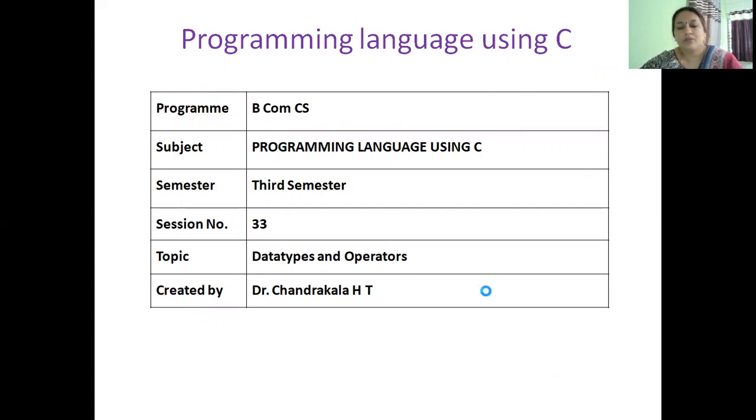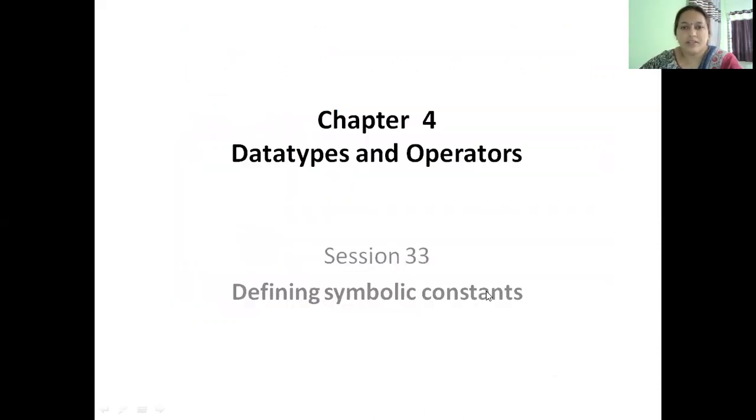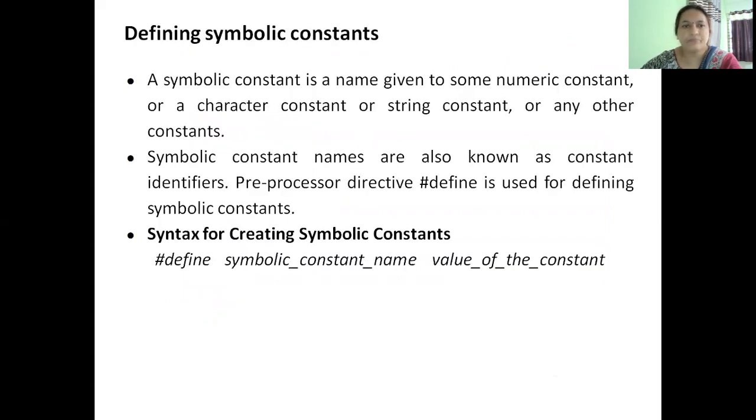I'll be teaching you about symbolic constants in C language in this particular video. So, a symbolic constant is a name given to some numeric constant or character constant or string constant or any other type of constant in a C program. Whenever you want to give some name to symbolize some constant value, you have to define symbolic constants in C. Constant identifiers which are used to define symbolic constant names are nothing but the symbolic constants.